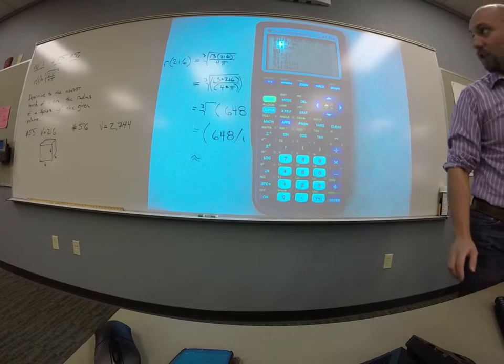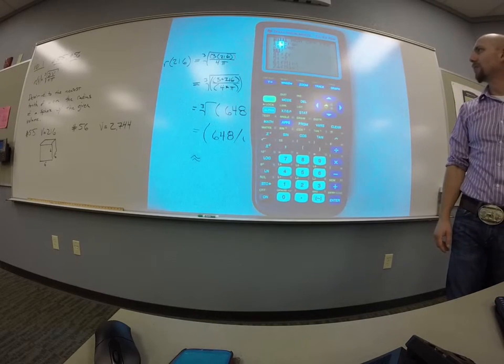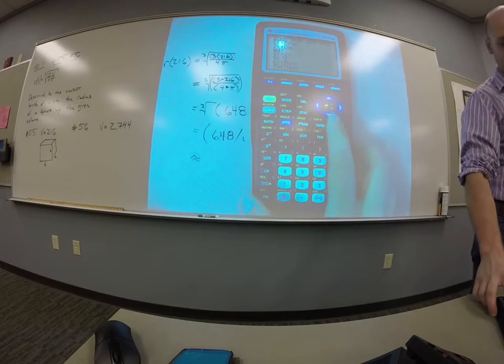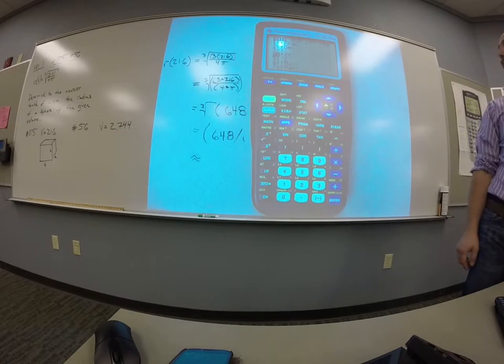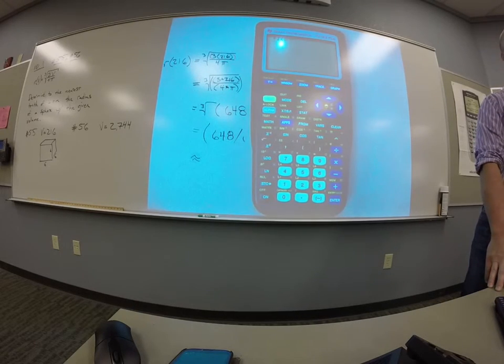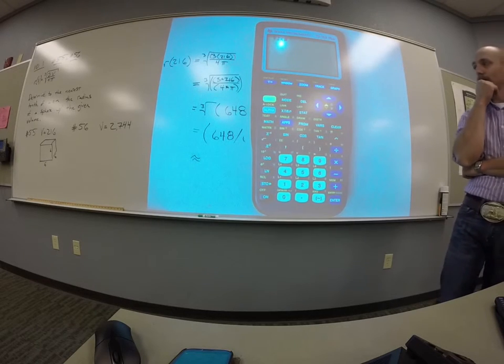All right, so then there's a little 3. What's that guy do? Cube. Yeah, that's the cubing button. So then there's a cube root button. I want to use the cube root button for this guy. So I push enter and it puts a little cube root there.